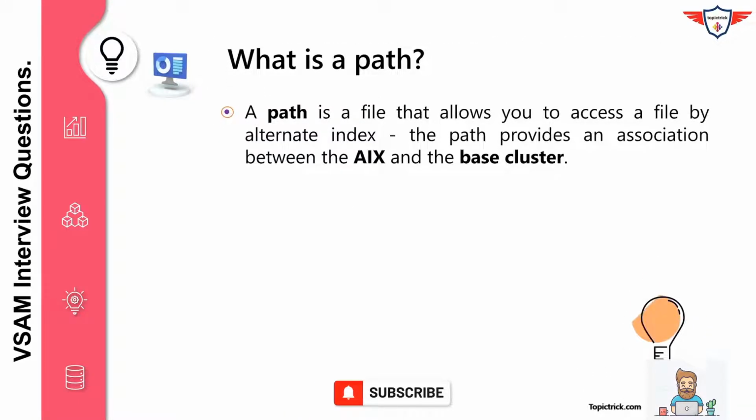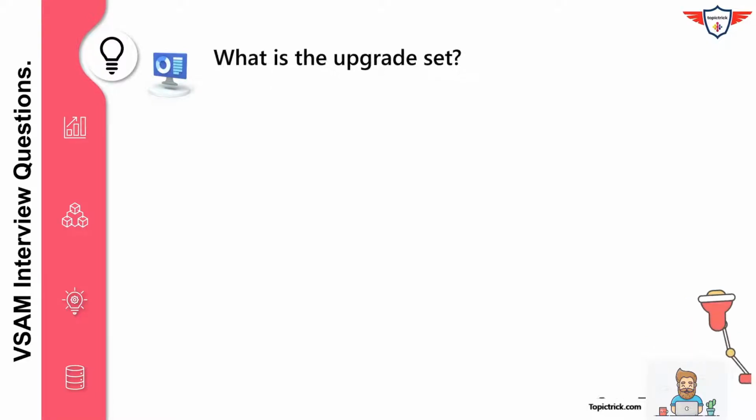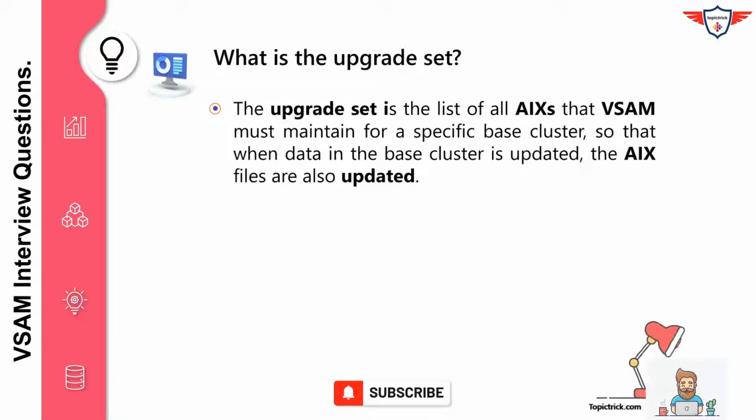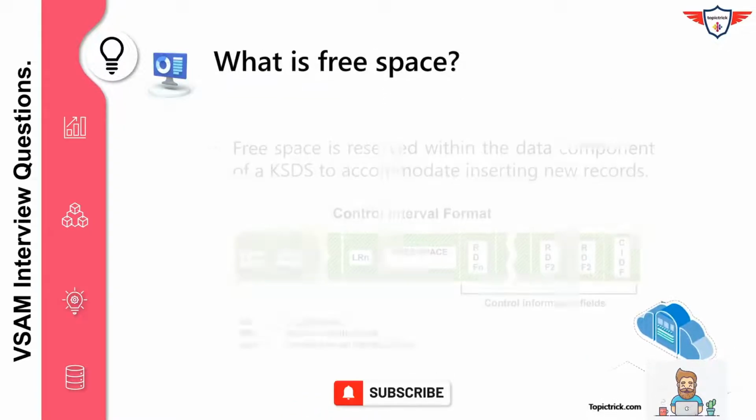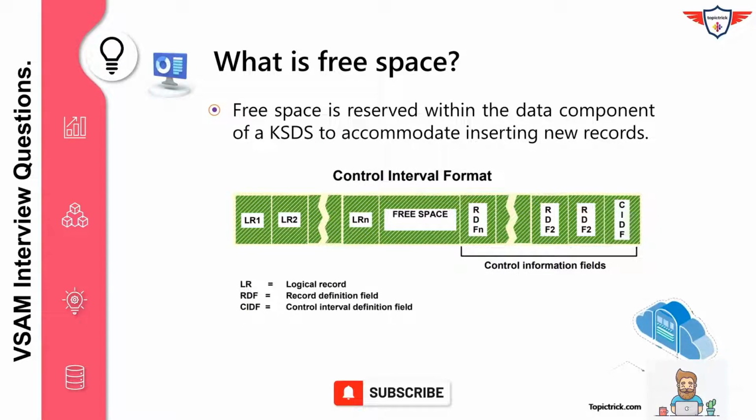What is a path? A path is a file that allows you to access a file by alternate index. The path provides an association between the AIX and the base cluster. What is the upgrade set? The upgrade set is the list of all alternate indexes that VSAM must maintain for a specific base cluster, so that when data in the base cluster is updated, the AIX files are also updated. What is free space? Free space is reserved within the data component of a KSDS to accommodate inserting new records.